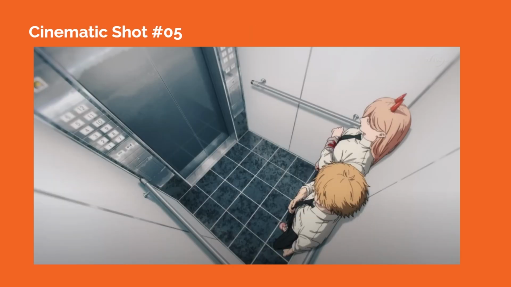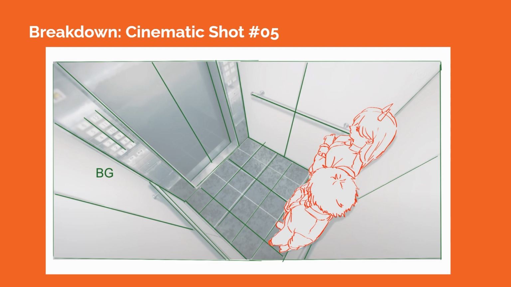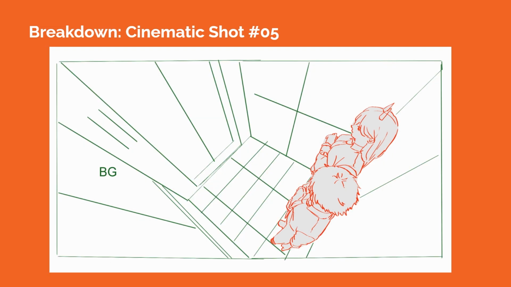In cinematic shot number 5, we see a high-angle down shot with the camera placed high above the ground, looking down on Denji and Power inside the elevator. The strong perspective cue lines formed by the elevator walls help us to see the strong 3-point perspective grid, and this aligns with how Denji and Power's bodies are drawn within the composition. A wider angle camera lens is likely being used in this shot to get the field of view.